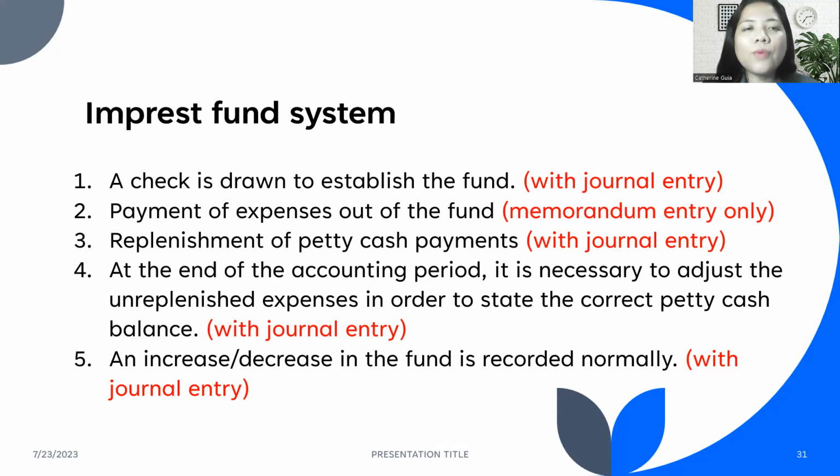Number four, at the end of the accounting period, it is necessary to adjust and replenish expenses in order to state the correct petty cash balance. So you will have to prepare a journal entry. And number five, an increase or decrease in the fund is recorded normally, meaning if there's an increase in fund, you have to debit petty cash fund. If there is a decrease in fund, you have to credit petty cash fund.